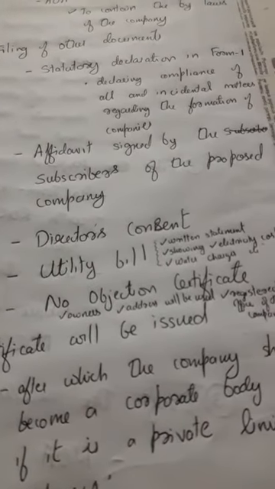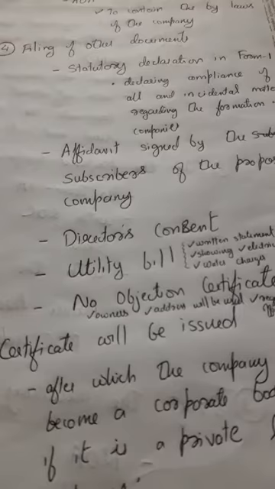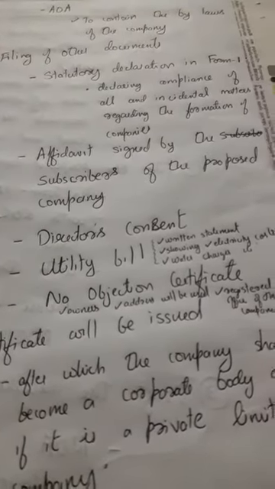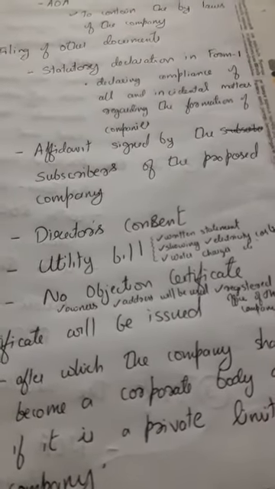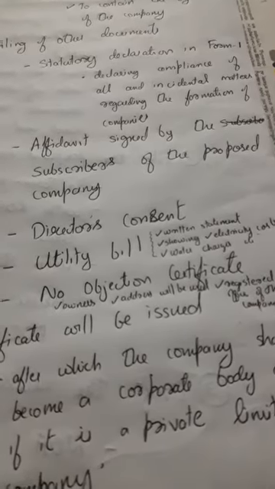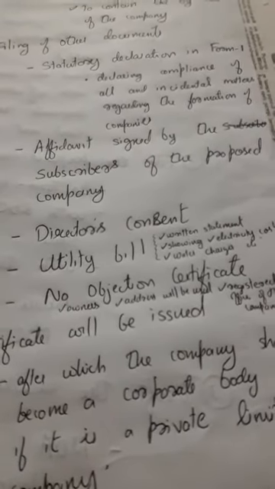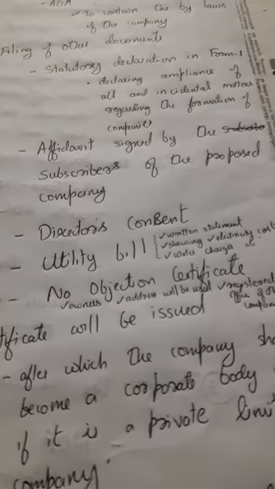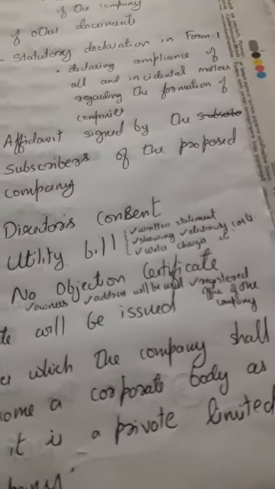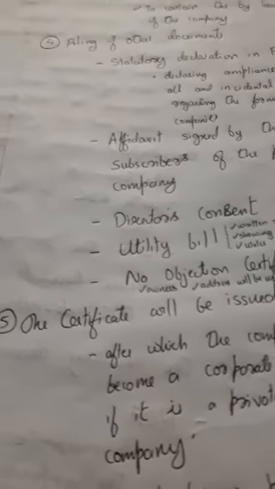And a no objection certificate. Filing of other documents includes a no objection certificate also. A no objection certificate is a certificate showing no objection. That should be obtained from the owners whose address will be used as the registered office of the company.